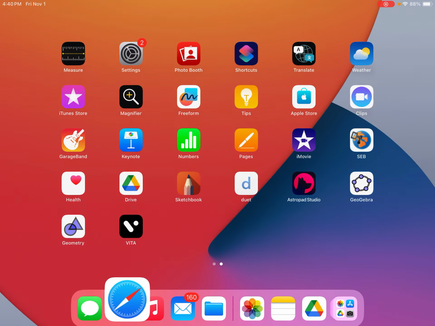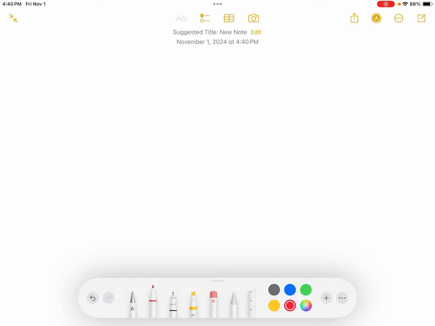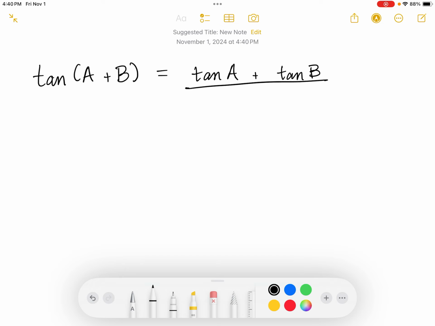So let's do this by hand. It's a little easier to see. Copying down the formula, tangent of A plus B equals tangent of A plus tangent of B divided by 1 minus the product, tangent of A times tangent of B.